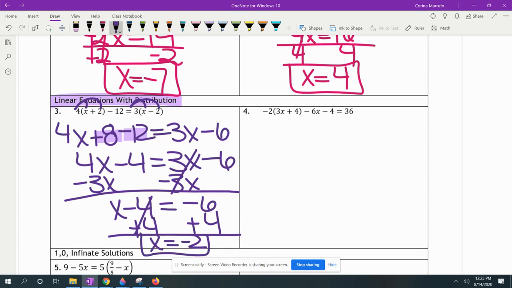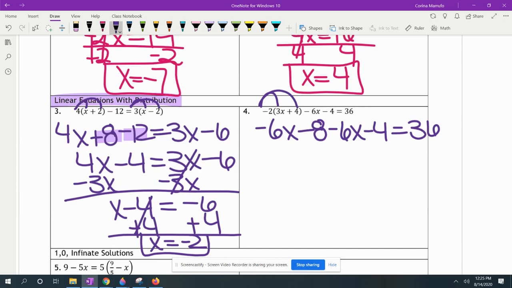All right, the next section. Here the negative 2, we multiply it times the 3x, and that gives us negative 6x. We multiply the negative 2 times the positive 4, and that gives us negative 8. And that's the only pieces that are inside the parentheses. So the minus 6 minus 4, you just copy it down. And this is equal to 36.